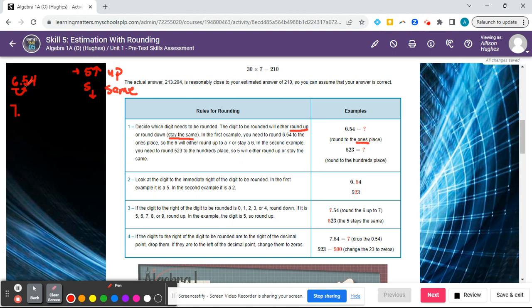Then anything after that number turns into a 0. So if there was something before that 7, we would just keep it the same. But anything after this, the number that you rounded, we're going to turn into 0. So that 5 goes into a 0 and your 4 goes into a 0. So 7.00, which is just the nearest whole number, nearest ones place, would just be 7.